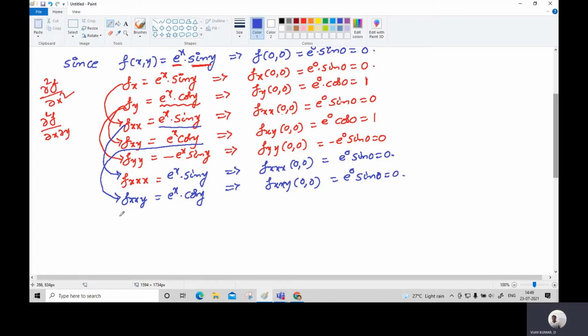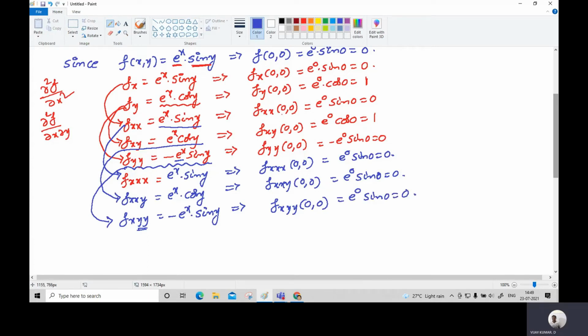Okay, next in order we have to find out fx double y. So already f double y is there. Where is f double y? This one. Okay, you can take this one. For this you have to take another partial derivative with respect to x. Only e power x is the variable. Partial differentiation knowledge is very important here. Okay. So sin y is the constant. Don't disturb the term. So you will get fx double y at origin is also 0. E power 0 sin 0 is also 0.